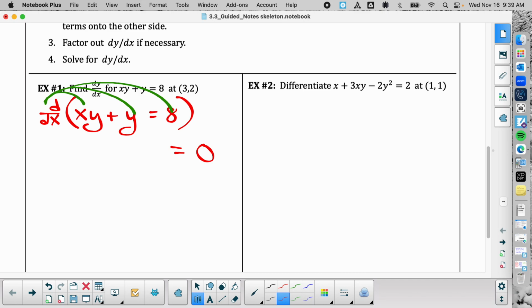One inch? What's the derivative of y? Perfect. Okay, now I need to do the derivative of xy. Have you guys figured out by now why I wanted to wait to do that one last?